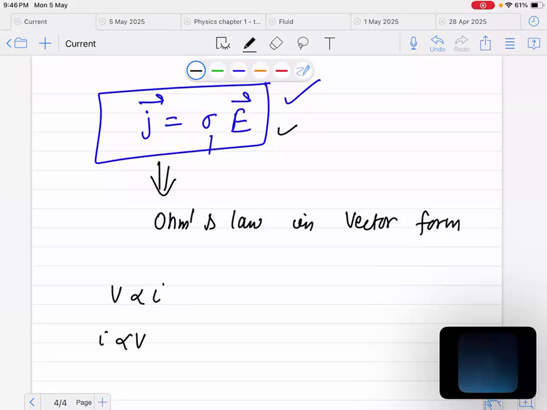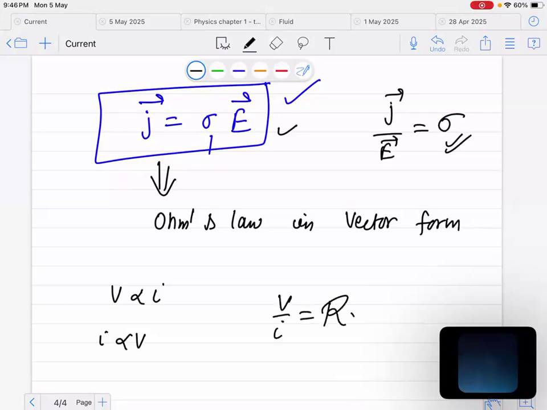So Ohm's law in vector form states that current density is directly proportional to the applied electric field, and the direction of the current density coincides with the electric field. More specifically, you can say that the ratio of current density and electric field is a constant, which is the conductance. Just like V upon I is a constant resistance. This conductance sigma is independent of the electric field producing the current.